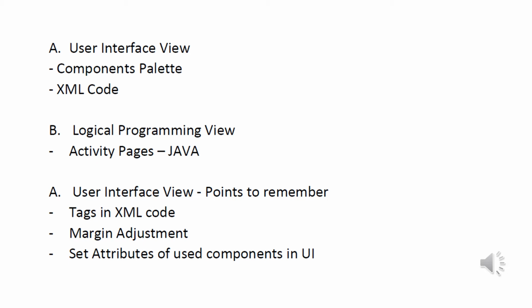Now the next part is B, that is the logical programming view, which includes activity pages which are nothing but your Java files. Now obviously your Java file includes a set of packages, classes, functions, variables, and so on. I'm not going to tell you the basics related to Java. You have already learned Java while learning so many subjects in previous semesters. So this is nothing but your logical programming view.